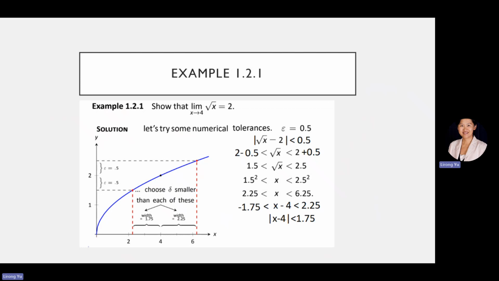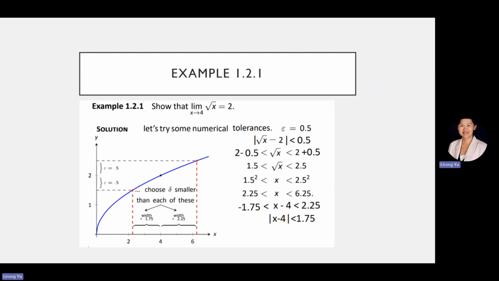So on the left side is a graphic display of how you choose delta when the epsilon is given. Normally epsilon is any number; pick any number, and you can find out what the right delta to use is. Now, that is how we do it graphically, but we don't always have the graph, and here is how we do it numerically. You can start with your target. We want to make the absolute value of root x minus 2 less than 0.5, because epsilon is chosen as 0.5.